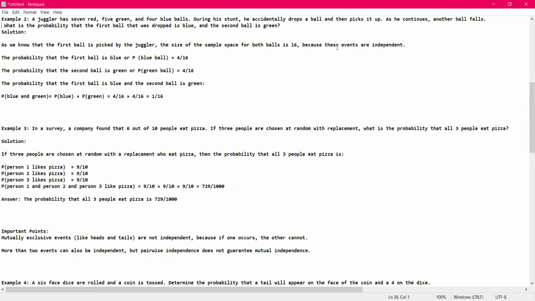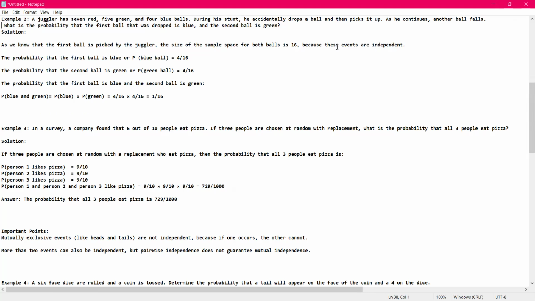Next one. Probability that the second ball is green. It means already here the juggler is having 7 red balls, 5 green balls, and 4 blue balls. It means he's having different kinds of balls and they are not dependent on each other because different balls are contained in different boxes. So that's why they are independent of each other. So in the second run, the probability that the second ball is green.